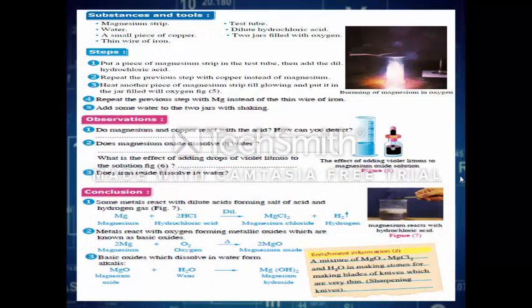Substances and used tools: 2 test tubes, magnesium strip, dilute hydrochloric acid, a small piece of copper. Steps: put a part of magnesium strip in a test tube and add some dilute hydrochloric acid, HCl. Number 2, repeat the previous step with copper instead of magnesium. Observation: number 1, a gas evolves with bubbles. Number 2, no gas evolves.